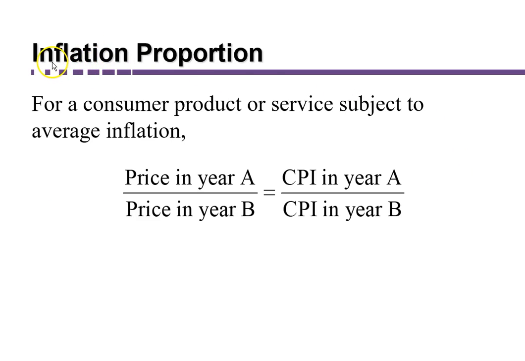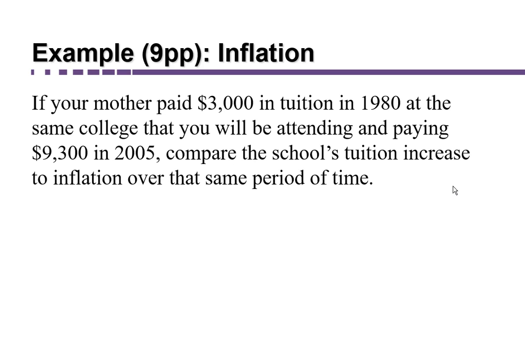Now, they also have an inflation proportion, where we have the price in year A in proportion to the price in year B is equal to the consumer price index of year A to consumer price index of year B. Now, this gets a little challenging, and we'll just follow along with what they're showing us here. And again, this is example 9.